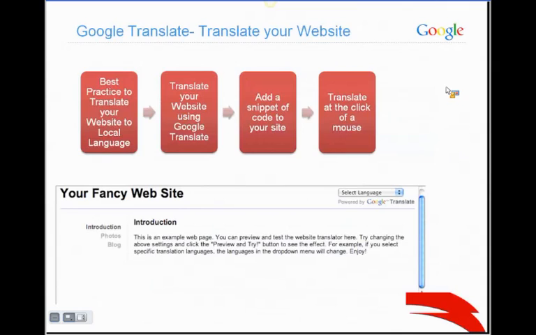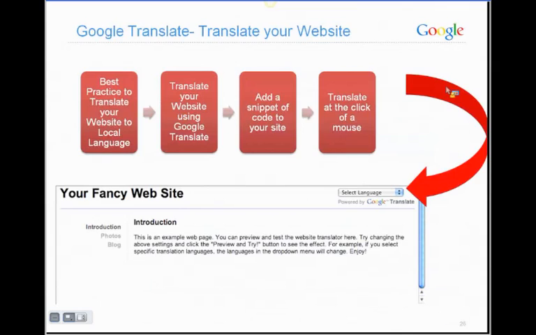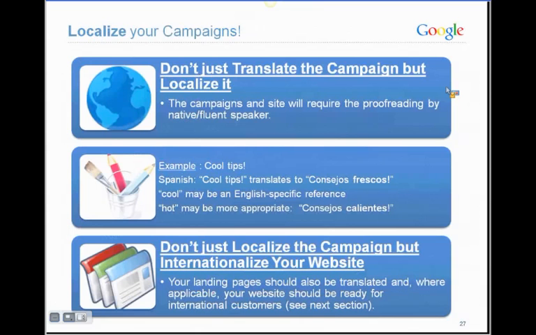Your user can then just select whatever language you want your website to be translated to with the gadget up in the corner. I will now pass you over to Hilary again, who will talk about how to localize your campaigns.